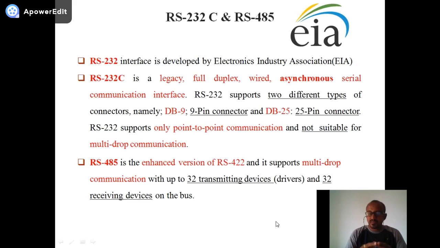Whereas RS-485 is an enhanced version of RS-422. It supports multi-drop communication with up to 32 transmitting devices, meaning 32 transmitting and 32 receiving devices on the bus that you can connect using this wire.